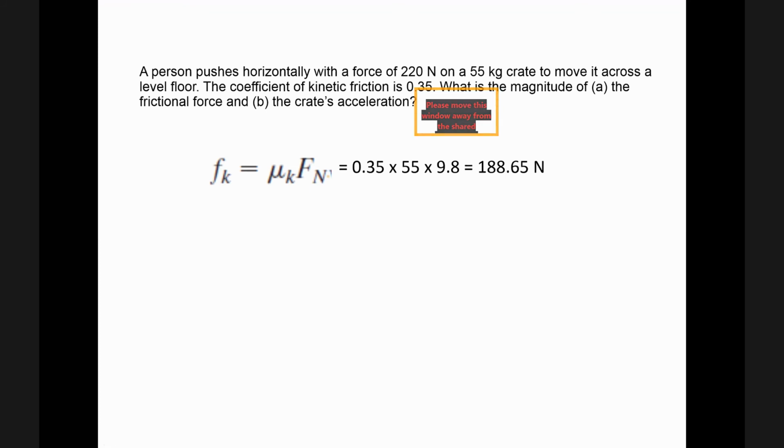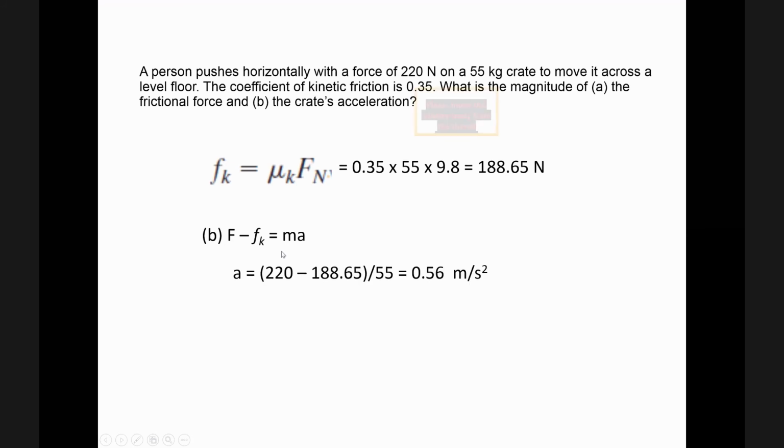Part B, he asked what is the acceleration? I know that the applied force minus Fk will equal ma. So what is A? Just divide by the mass. What is F, the applied force? It's given in the question, 220, minus the Fk you just calculated, 188.65. So you find the acceleration.